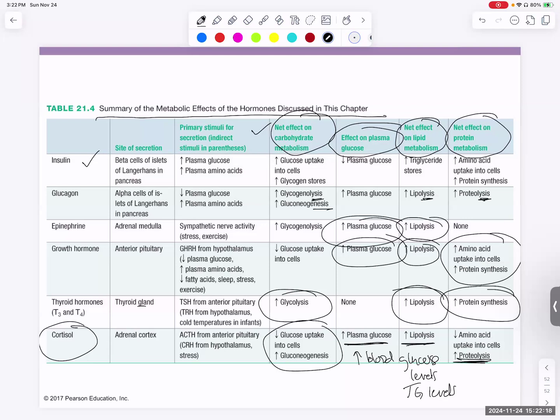And so you end up breaking down proteins and having all of the stores depleted right in the beginning of the workout, and it's not a great thing. All right, that's it.